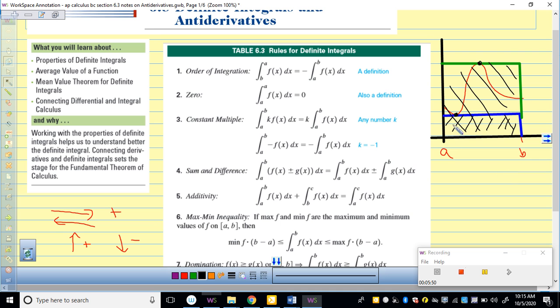So hopefully the picture was helpful. So the area under that red curve is guaranteed to be greater than or equal to our blue area, and less than or equal to our green area.